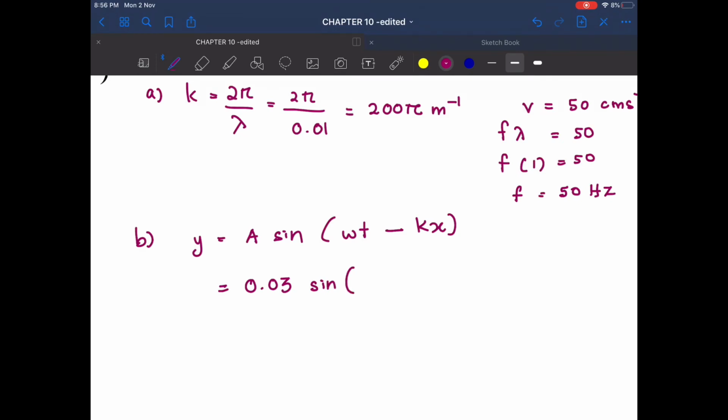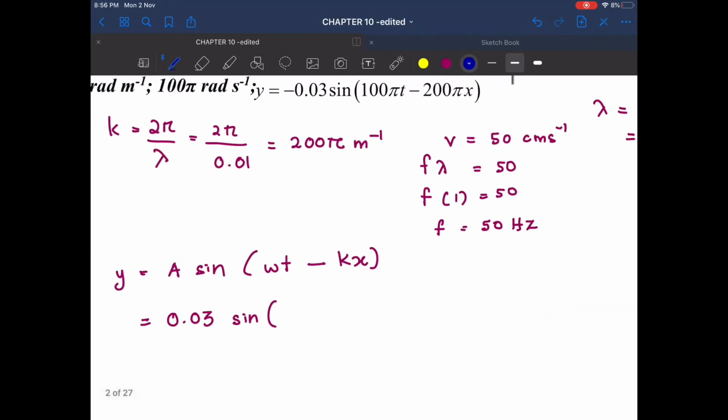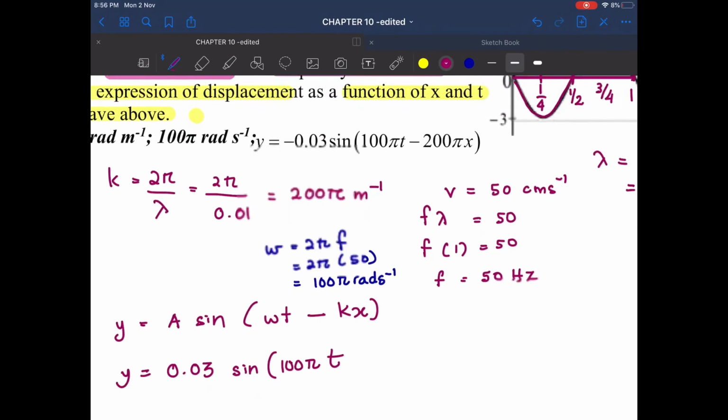So this one would be 0.03 sin our omega. Omega macam mana nak kira? Omega is equals to 2 pi f, isn't it? So 2 pi 50, so you will get 100 pi radian s negative 1. So this one would be 100 pi t. Dia nak as a function of x and t, so dah buat t. So k pula sama dengan 200 pi x.